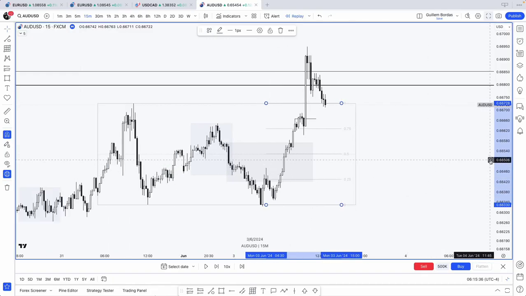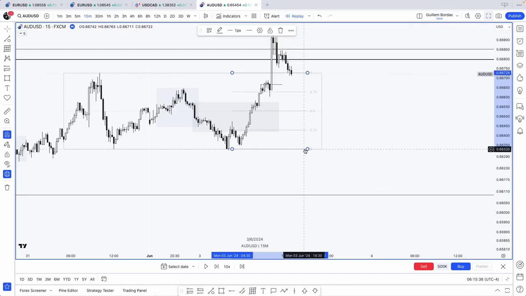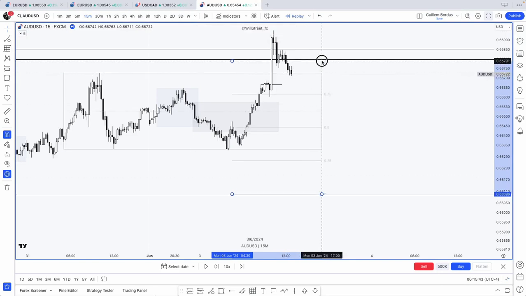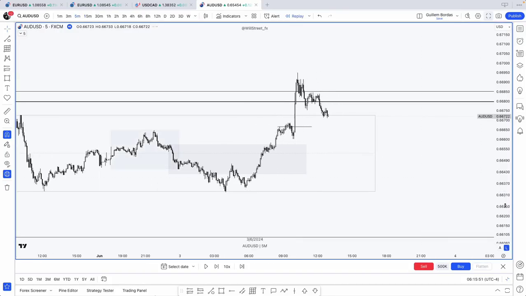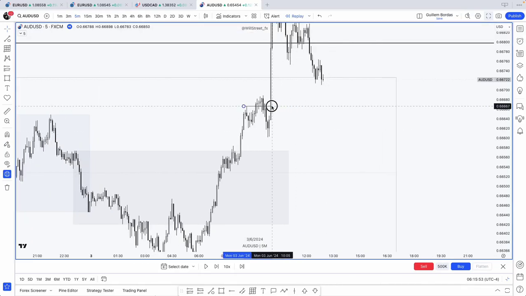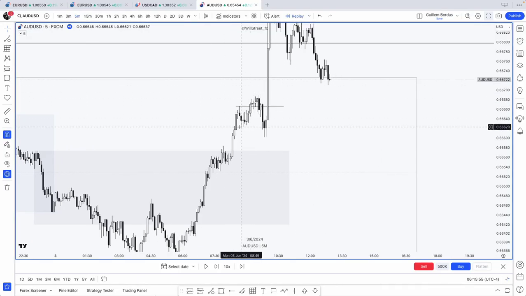Here and here. You see, and you see. So this is not a short opportunity. This is not in lower time frame turtle soup and market shift structure, and this is not our short, of course. Never.